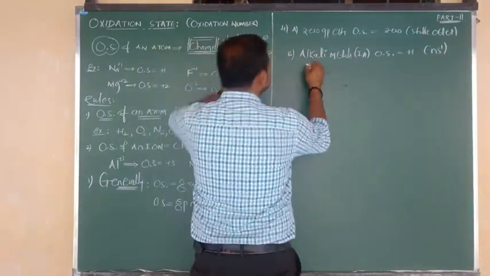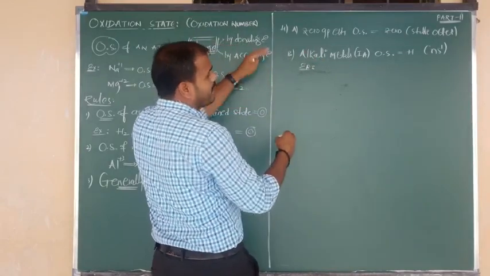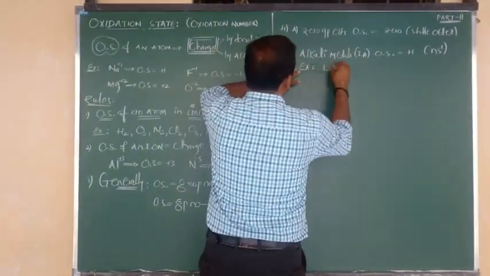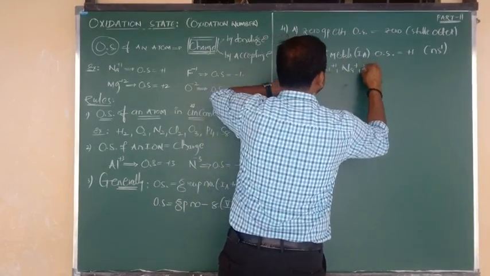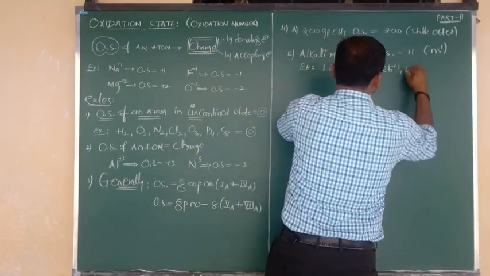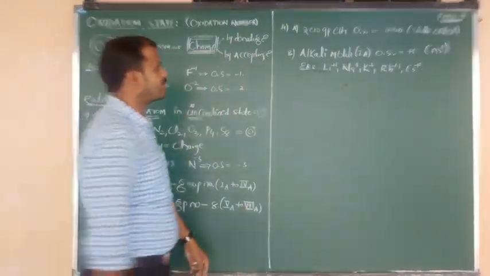Okay, so what are the examples of 1A group elements? All the examples I can't show here, but for the groups, 1A group is very important, that's why I am showing you. Lithium contains +1, sodium +1, potassium +1, rubidium +1, cesium +1. All of them have +1 oxidation state.